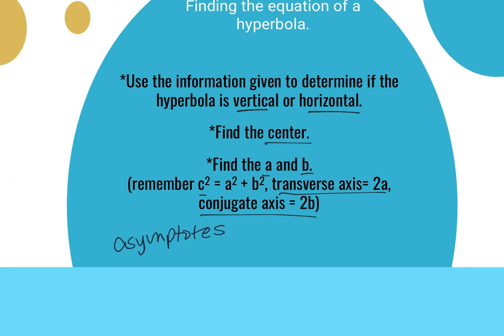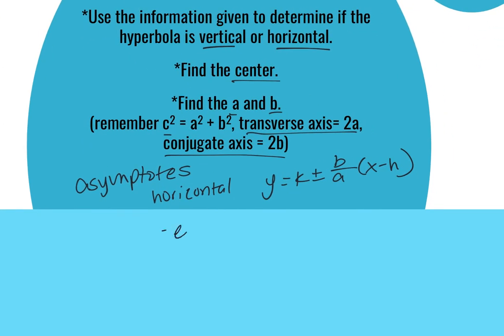So remember, for asymptotes, if it's horizontal, it's y equals k plus and minus b over a times x minus h. And if it's vertical, it's y equals k plus and minus a over b times x minus h. So you might also get given that piece of information. All of the other ones are similar to what we were given with the ellipse. Obviously, now we've got the asymptotes.